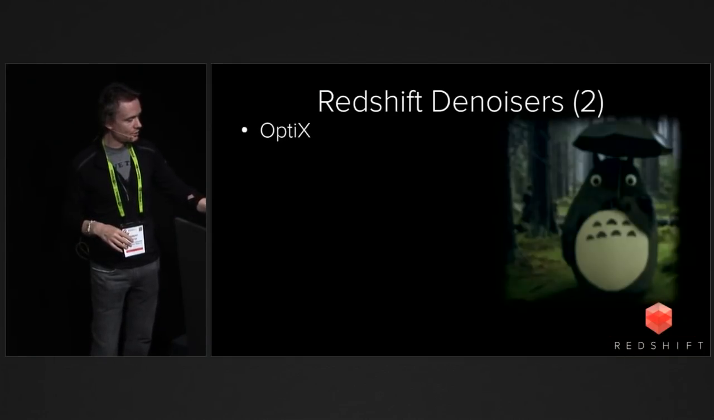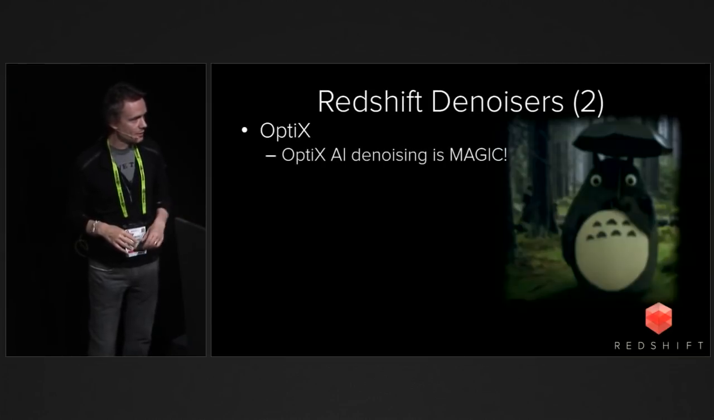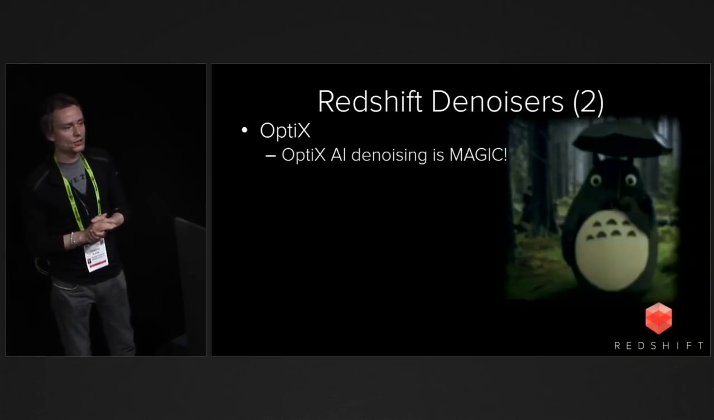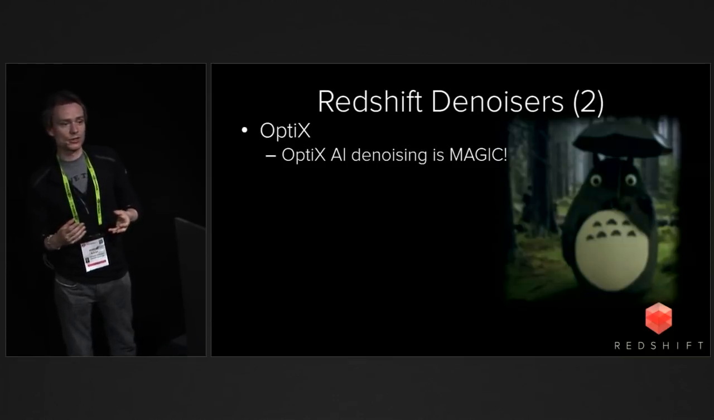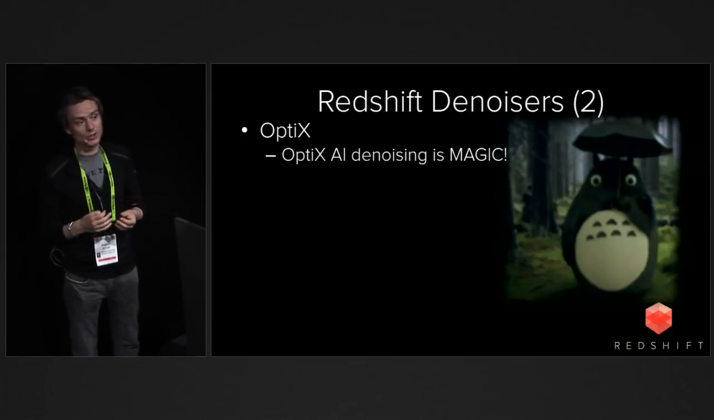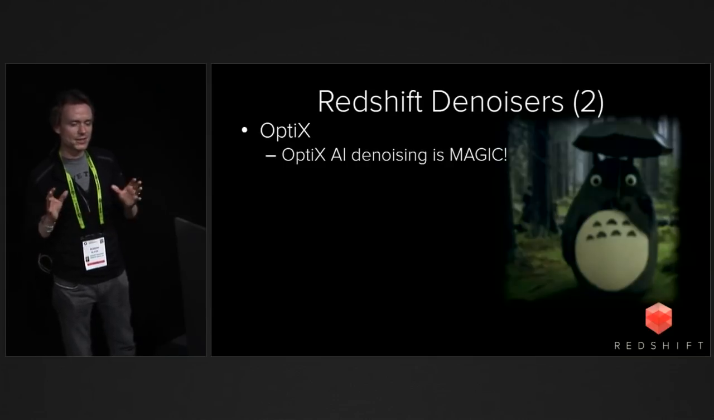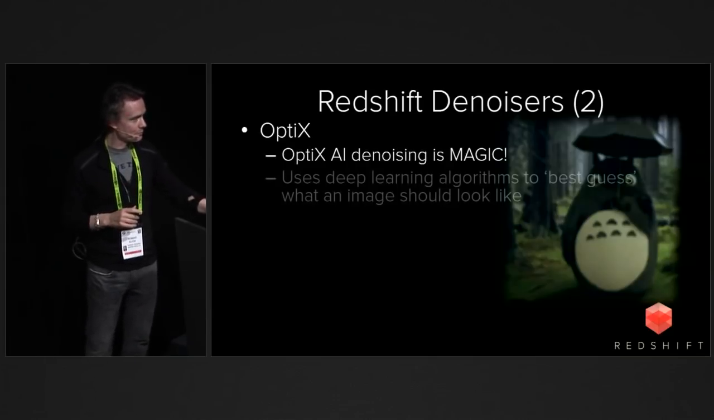Okay, so the second denoiser we added was OptiX. The OptiX denoiser is not like the Altus denoiser. It uses AI and deep learning to best guess what an image should look like. So it's kind of magic, but it works.